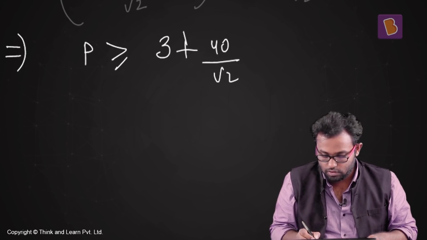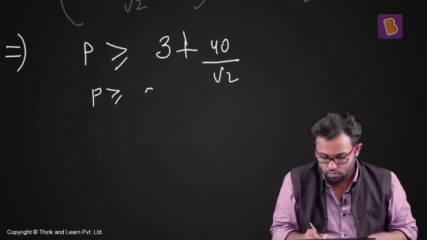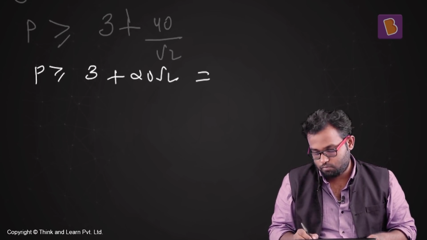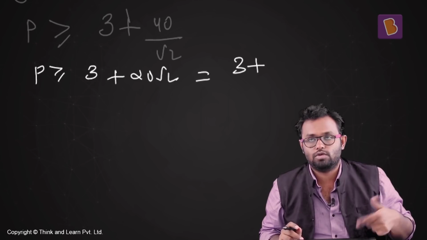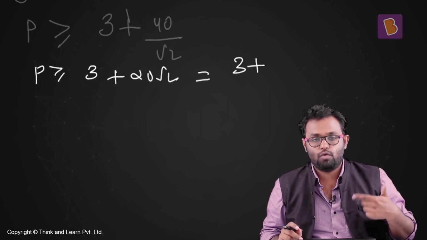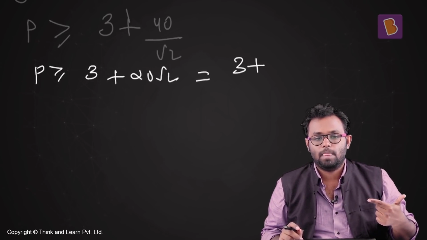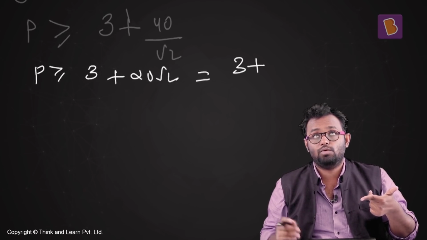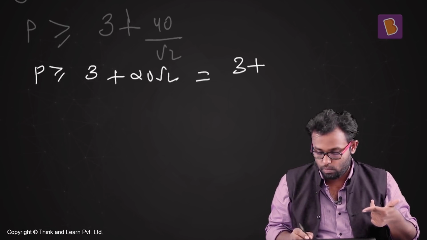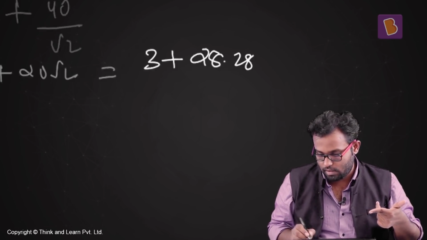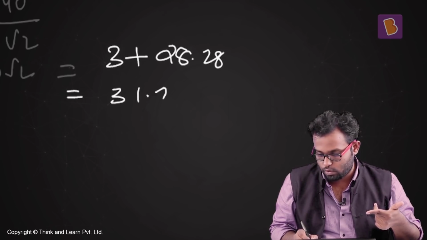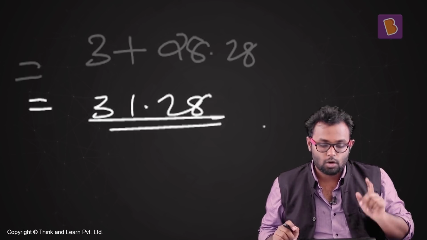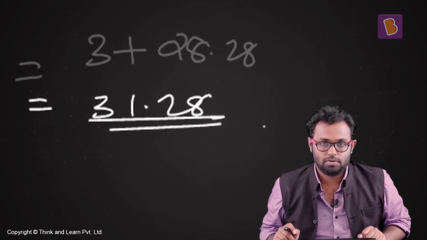Okay, that's actually P greater than or equal to 3 plus 20 root 2. Root 2 value is how much? 1.414. 1.414 into 20 will be 1.414 into 2 is 2.828, into the 0, so 28.28. So 28.28 is the number, plus 3 is 31.28, and none of the answers match exactly. The closest is A, and A is the right option.